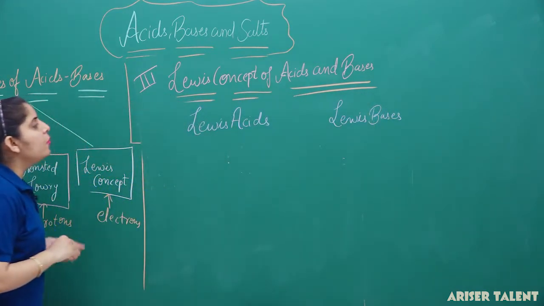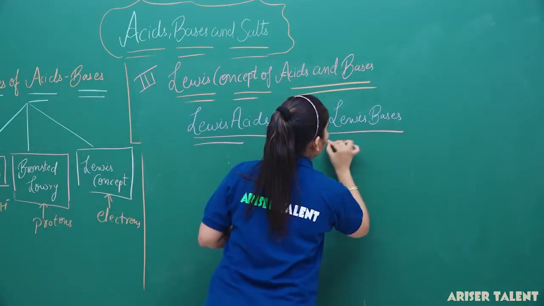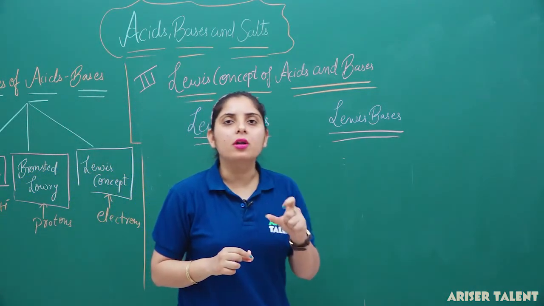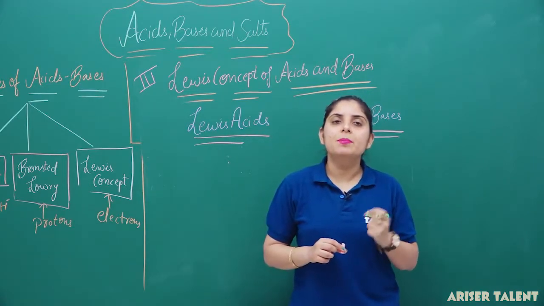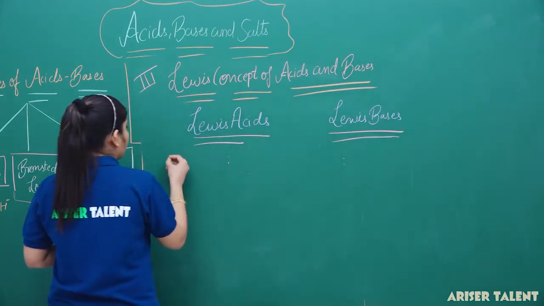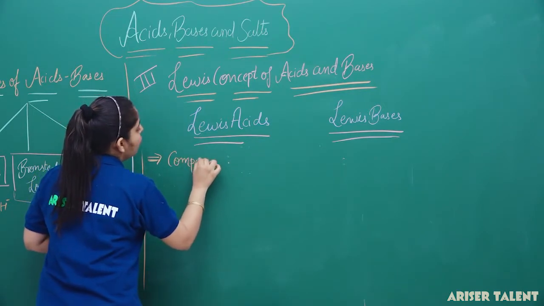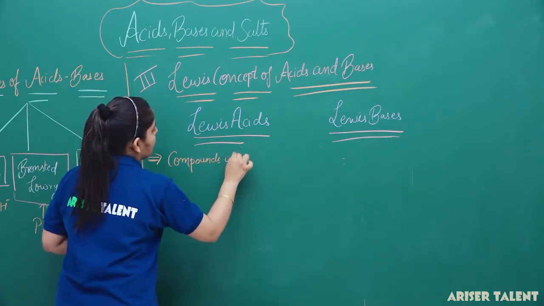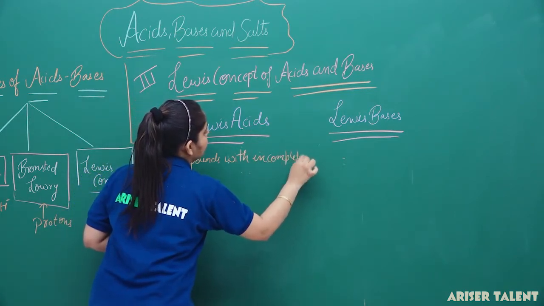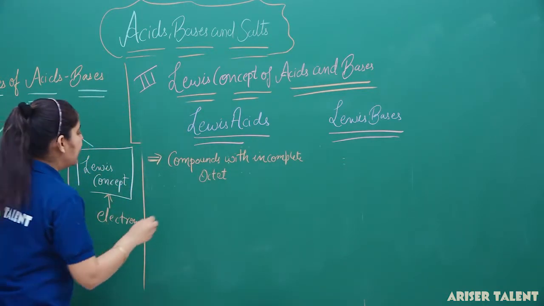Now, which compound acts as a Lewis acid and which compound is going to act as a Lewis base, we will discuss now. A compound or substance which has an incomplete octet can act as a Lewis acid because it has a tendency to gain an electron pair. So, firstly, compounds with incomplete octet will act as a Lewis acid.